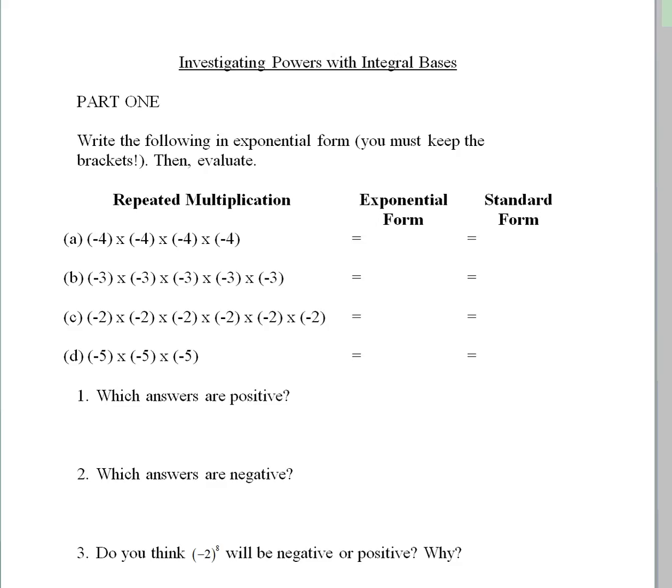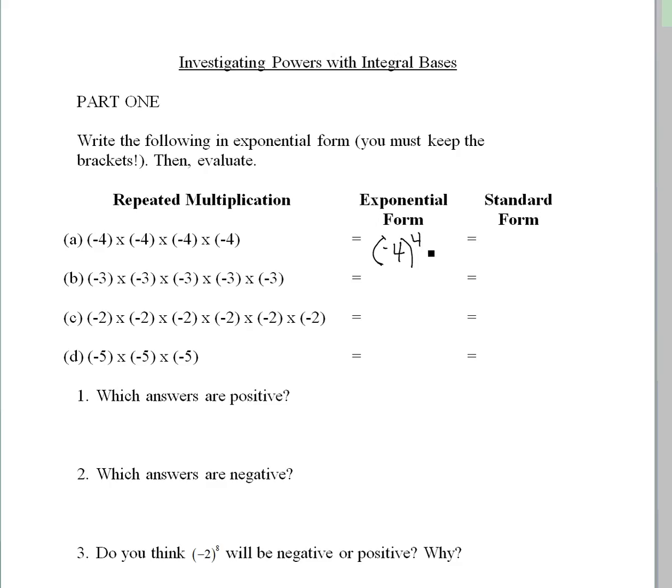Standard form means what does it equal? Exponential form means what does it mean written as an exponent. One thing I want you to notice here: this is -4 in brackets times -4 in brackets, etc. So when you put it in exponential form, I'm going to give you an example of the first one. When you put it in exponential form, I want you to keep the bracket, and you're going to write it like that.